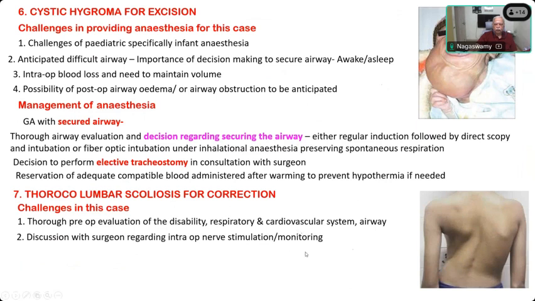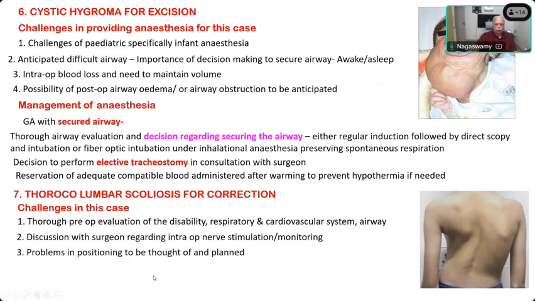So you have to modify the agents used. You have to avoid muscle relaxants and volatile agents to get the correct response for the neuromonitoring. So how do you maintain anesthesia in that case? If you are not going to paralyze, you maintain intravenous anesthesia, total intravenous anesthesia. Okay, that is the answer that you have to give.